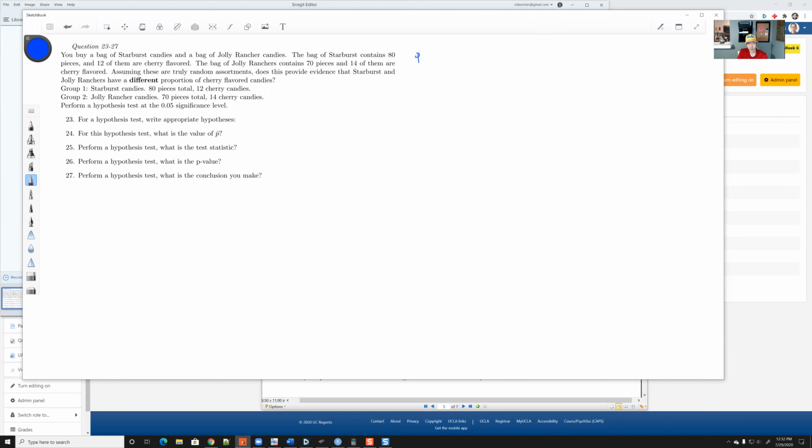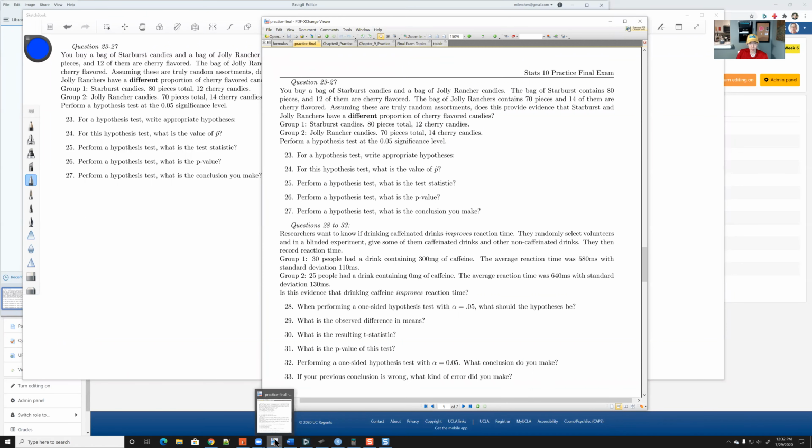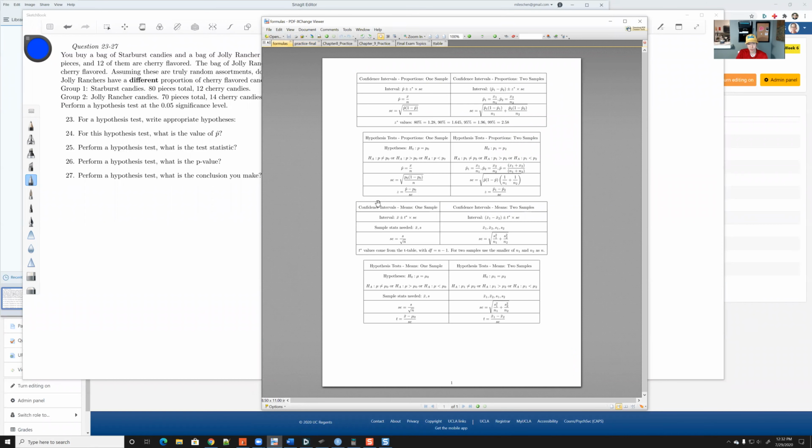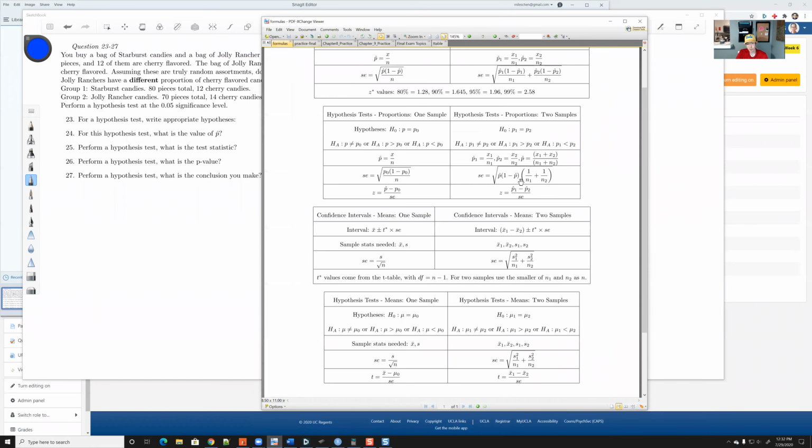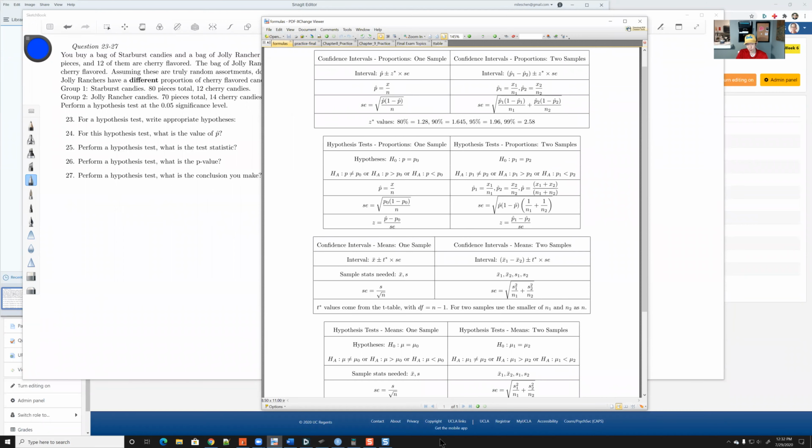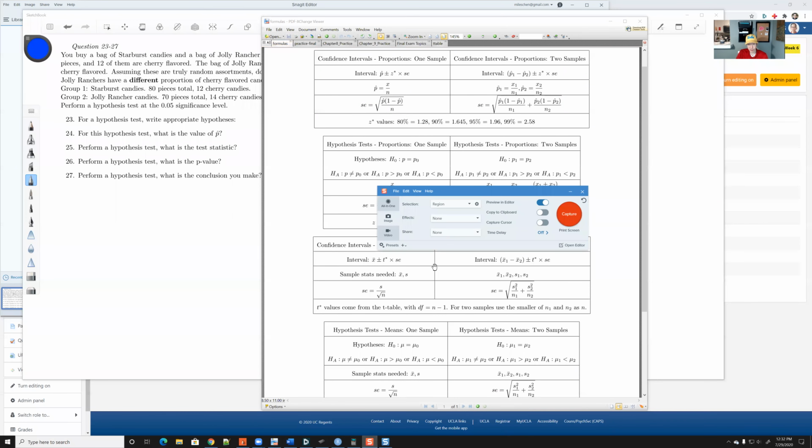Okay, so here we've got proportions, we have 2 samples, and we have a hypothesis test. I'm going to go ahead and copy the formulas from my notes. So this is what we've got: a hypothesis test for proportions, 2 samples.